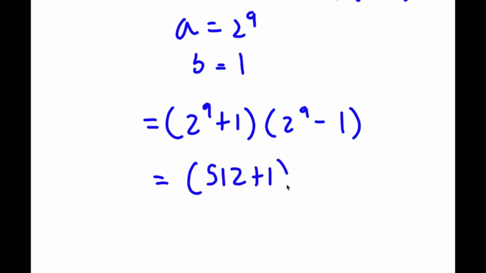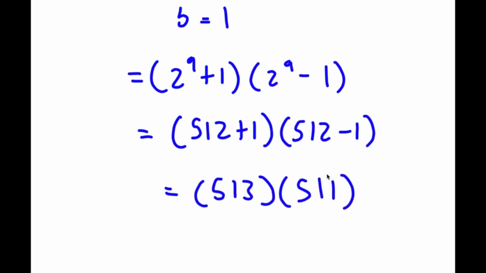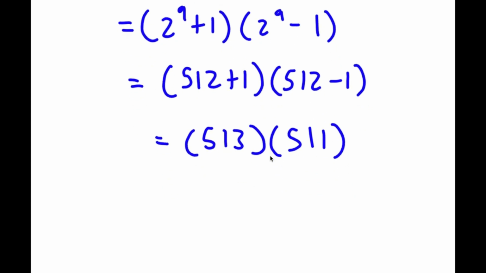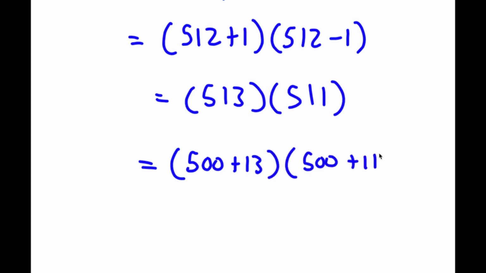So now I have 512 plus 1 times 512 minus 1. And 512 plus 1, that's obviously 513. 512 minus 1, that's obviously 511. So I have 513 times 511. So to solve this, I'm going to rewrite both of these. So for 513, I'm going to rewrite that as 500 plus 13. And for 511, I'm going to rewrite that as 500 plus 11.